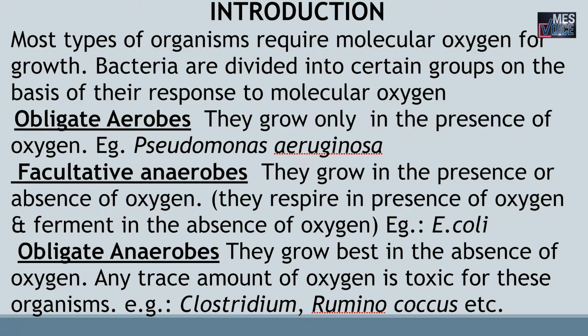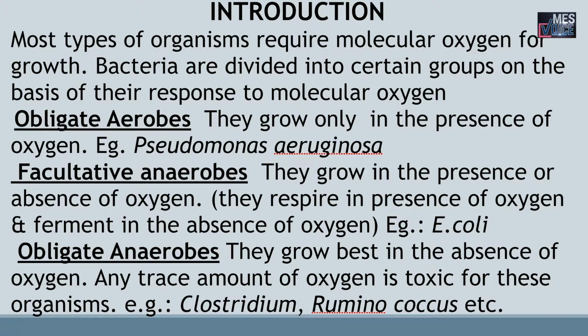The next category is the facultative anaerobes. These organisms can survive either in the presence of oxygen or in the absence of oxygen. In the presence of oxygen, they respire, whereas in the absence of oxygen, they carry out fermentations. The best example studied is E. coli. And next is the obligate anaerobes.